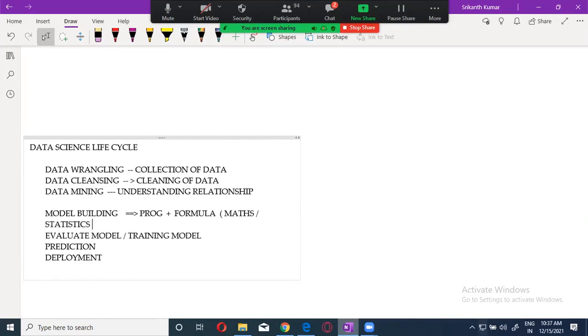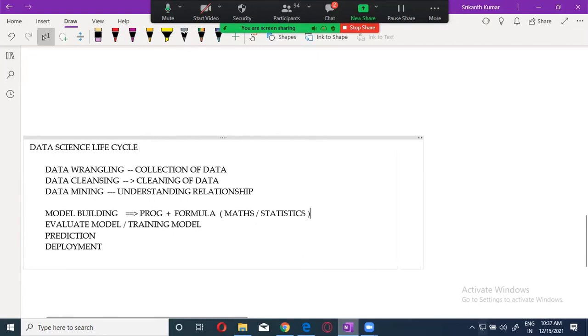Statistics formula. Okay, statistics formula. This maths or the stats formula is called an algorithm. You will be hearing the word algorithm a lot. That is nothing but a simple terminology. It is a formula. And writing a program based on the formula is called a model. Remember this. This is called a model.